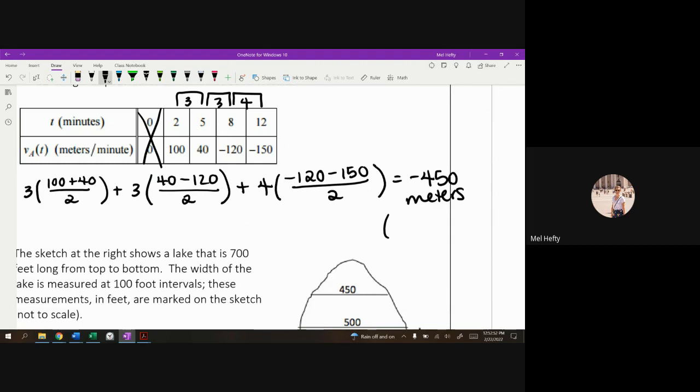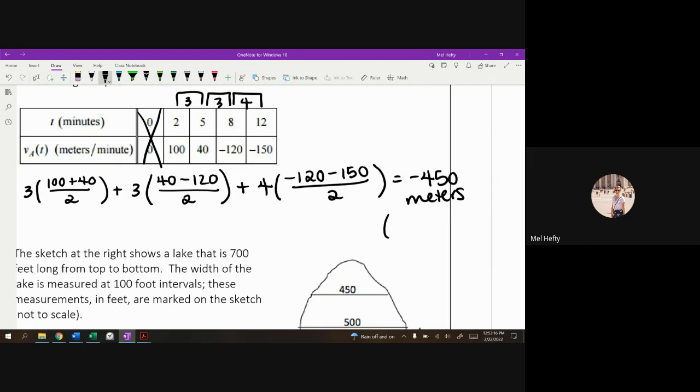Does your setup look just like mine? Okay, but you have 100 plus 40, 40 minus 120, negative 120 minus 150? Do you have your 3, 3, 4, your delta x's? There we go. All right, so let's pause.